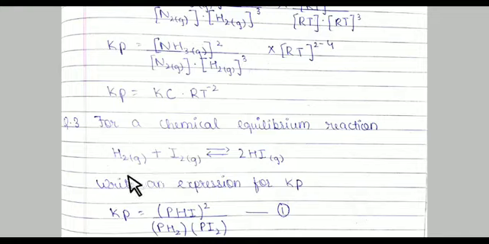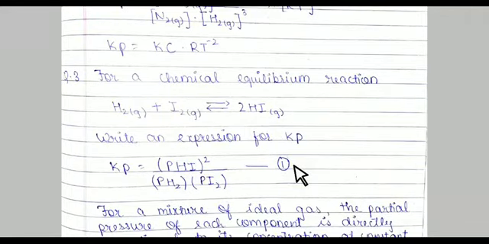H2 plus I2, both in the gaseous phase, reversible to 2HI gas. Now write the expression for Kp. So what is the Kp? It means partial pressure of HI, with quantity 2, upon partial pressure of H2 into partial pressure of I2. It means partial pressure of product upon partial pressure of reactant.